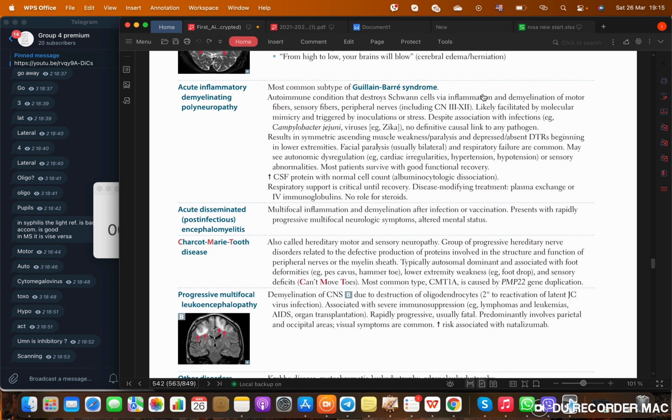Otherwise, they will die. So you may see autonomic dysregulation like cardiac irregularities and hypertension or hypotension, depending. Even sensory abnormalities because it attacks all nerves. The patient survives with good functional recovery. However, you must be careful that they pass the respiratory arrest phase. Okay?